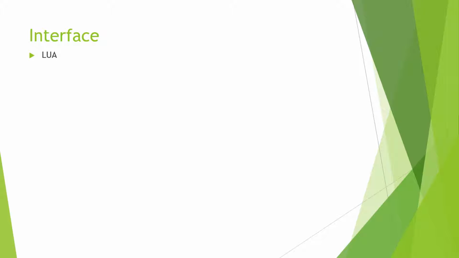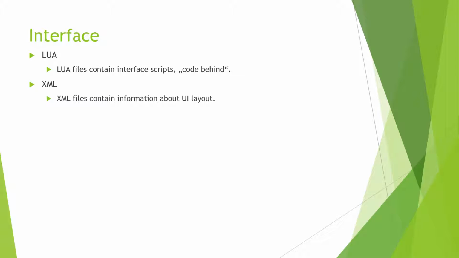Interface. Interface is made of two formats of files, Lua and XML files. XML files contain information about UI layout, so what should be there, for example, a button. Lua files contain interface scripts, the code behind. So if you click on a button, what should happen? That's Lua scripting. By the way, Lua scripting is used by macros as well.